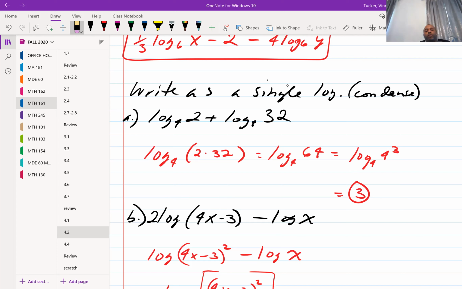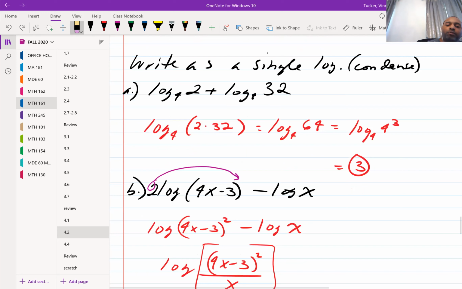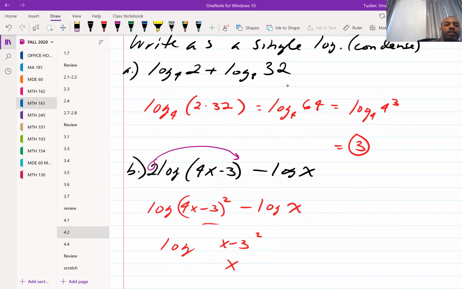All right, so here we have 2 log of 4x minus 3 minus log of x. So the first thing you want to do is get rid of the number that's sitting out front by taking it back to being an exponent. Use the power rule. And then since we have subtraction, go ahead and write it as division. And that would be your answer.